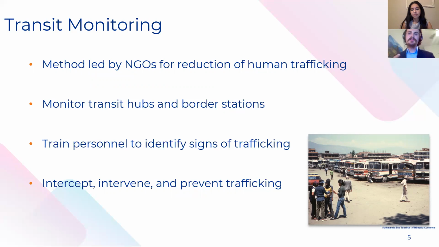These NGOs train personnel to understand and identify the nuances and signs of human trafficking, and then the personnel themselves attempt to intercept, intervene, and prevent trafficking. The NGOs also provide resources to people crossing the border that may find themselves in a trafficking situation. In general, transit monitoring is a strategy of mitigating human trafficking at one of its most common locations, transit hubs.